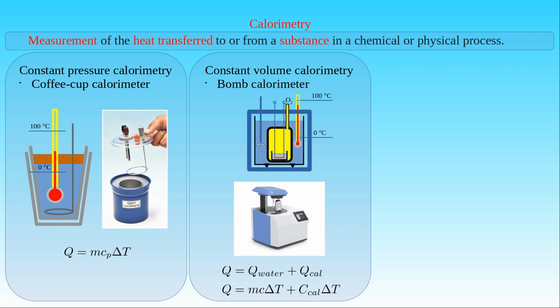The heat gained by the calorimeter is equal to the heat capacity C_cal of the calorimeter times delta T. If the heat capacity of the bomb calorimeter material, water, and the fuse wire is known, one can calculate the total amount of heat released by combustion of the fuel sample.